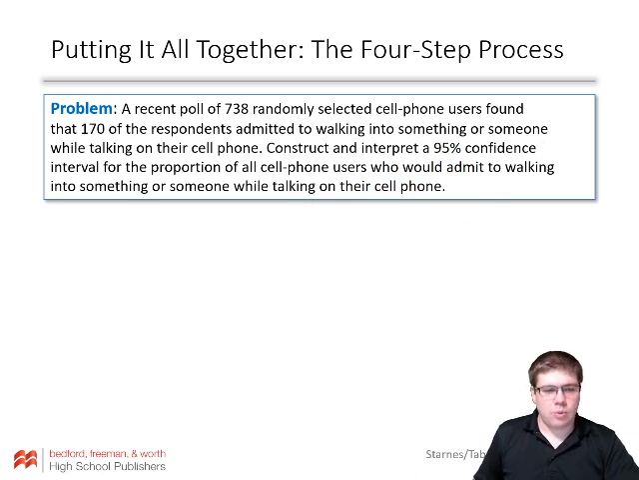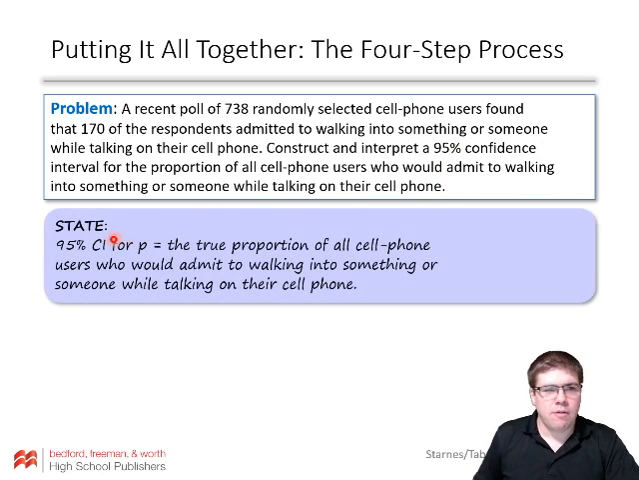So state, what are we going to do? We're going to do a 95% confidence interval for p, the true, and so we have to define that parameter. We're going to state what kind of confidence interval we're going to do, and you could write that out. For p, the true proportion of all cell phone users who would admit to walking into something or someone while talking on their cell phone. So that is our state step.